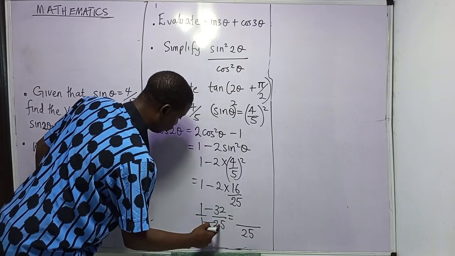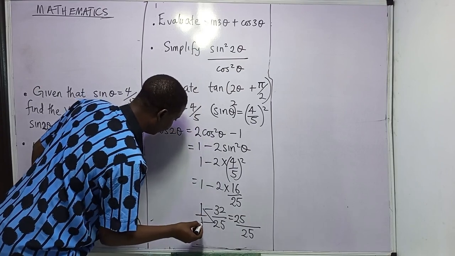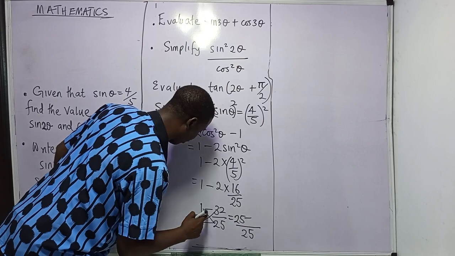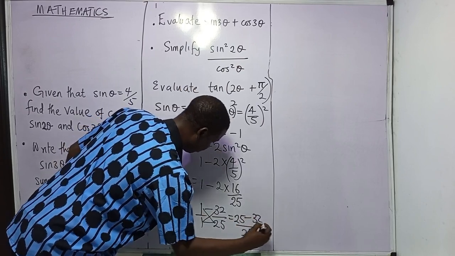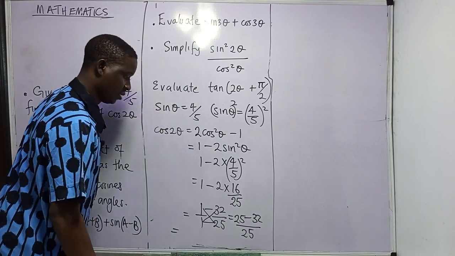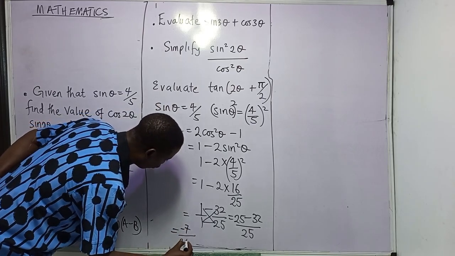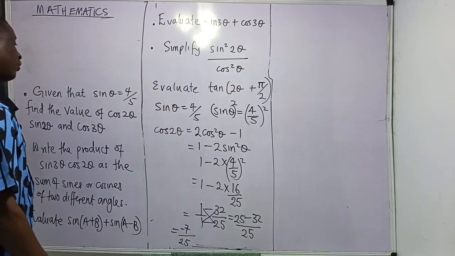Using the butterfly method, 25 times 1 is 25, and then this times this gives us minus 32, from 1 times 32. So our final answer from that is minus 7 over 25. That is the first one.